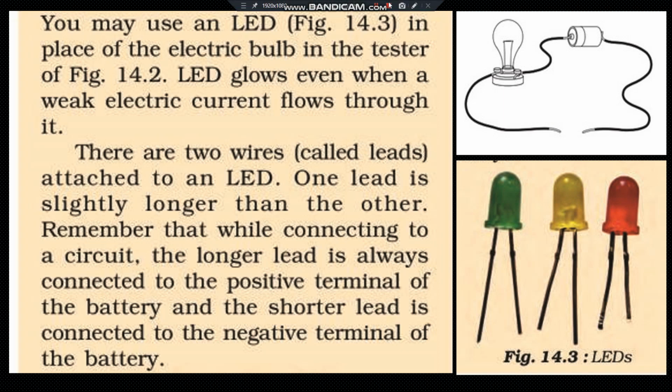You can see here there are two wires attached to an LED. One wire is slightly longer than the other. So while connecting the circuit, we should remember that the longer wire is always connected to the positive terminal of the battery and the shorter wire is always connected to the negative terminal of the battery.